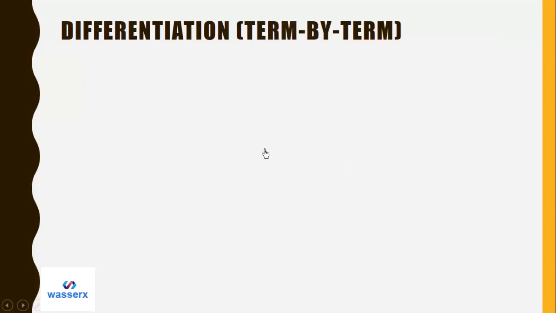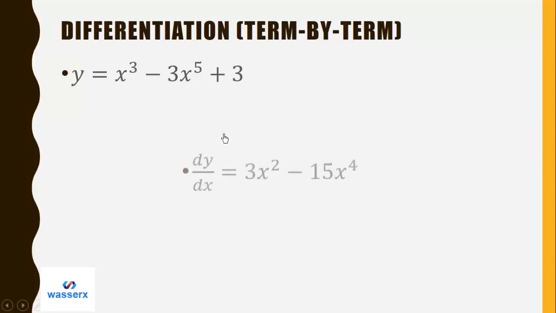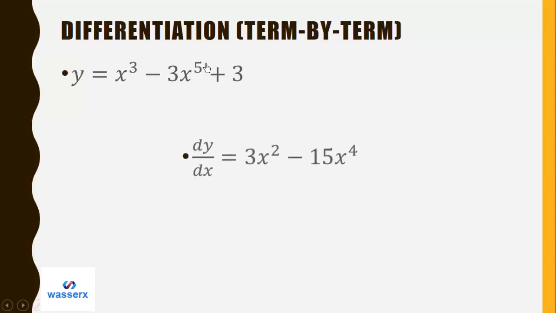We can also differentiate term by term. So if you have y equals x cubed minus 3x to the power 5 plus 3. Now note that this has 3 terms, so we differentiate each of them one by one and put them together. So we differentiate x cubed to get 3x squared. Then we differentiate 3x to the power 5, where 5 will multiply the whole thing to get negative 15x to the power 4. And if you differentiate 3, you get 0 because it's a constant. So the dy/dx of this is 3x squared minus 15x to the power 4.